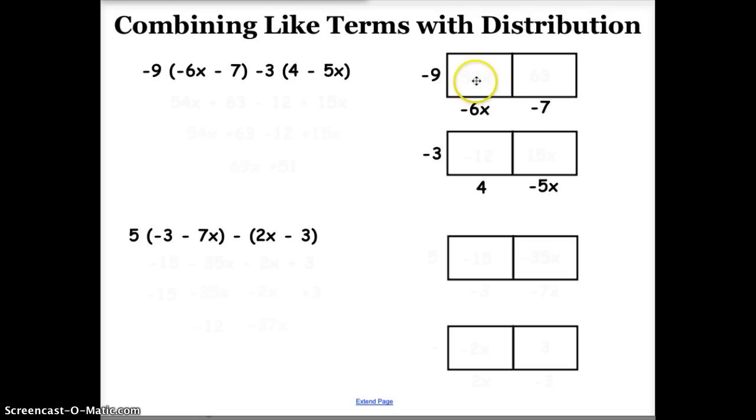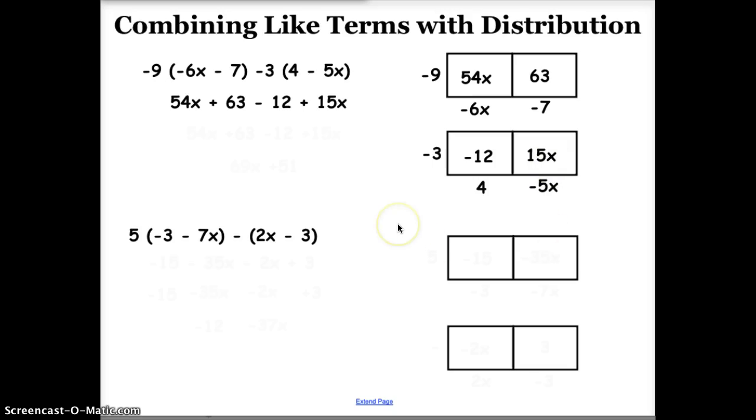Negative 9 times negative 6x is going to be 54x. Negative 9 times negative 7 is 63. Negative 3 times 4 is negative 12, and negative 3 times negative 5x is going to be positive 15x. Now when I put that together, after I distribute the two numbers through the parentheses, I end up getting 54x plus 63 minus 12 plus 15x.